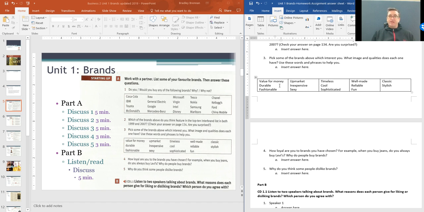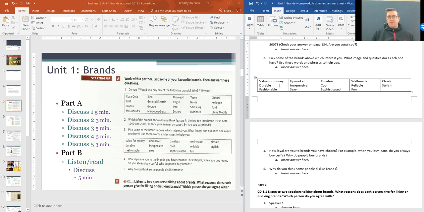Cool, just another word for hip, something that's very modern. Sophisticated, a lot of times we'll think of something like a Rolex watch. It's very sophisticated, high end. Well made just means it's high quality. Reliable is again like durable. Fun. If you look at those brands above, which brand screams fun? You've got to say Disney right off the bat because that's what they sell. They sell fun, they sell experiences. Classic. Again, I would say Chanel is a classic style that looked good in the 1950s, it looks good today. Stylish, again, that's another good adjective for describing something that's very in style, very modern today, etc.